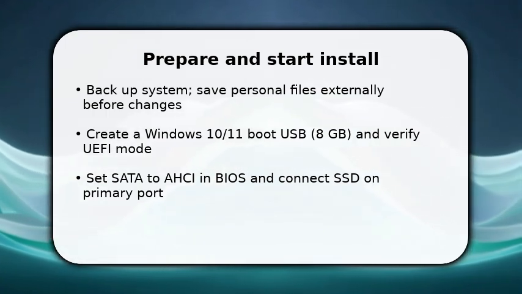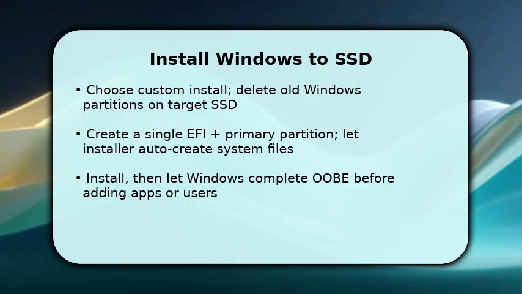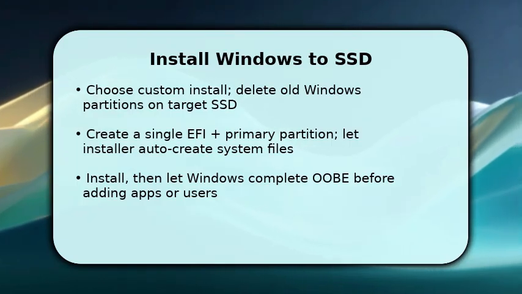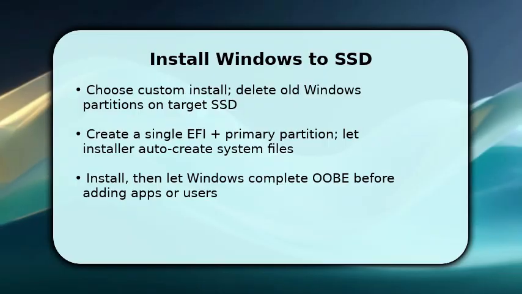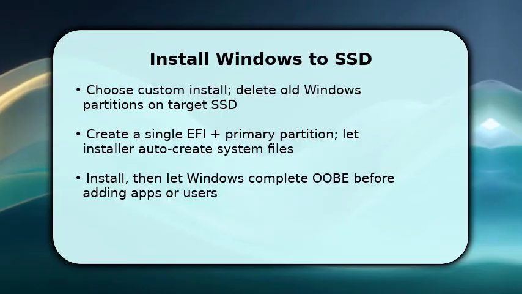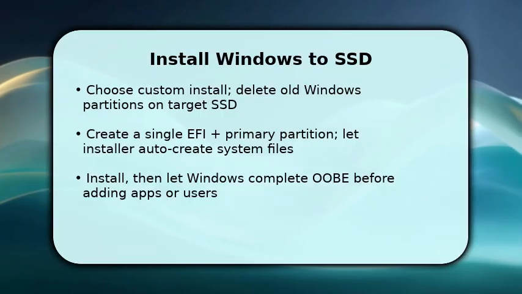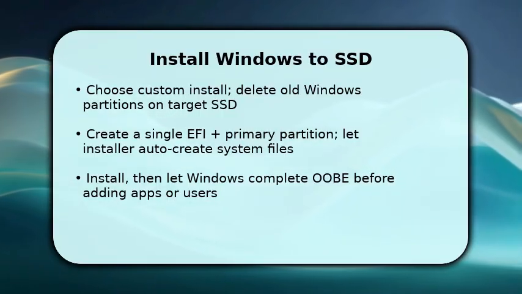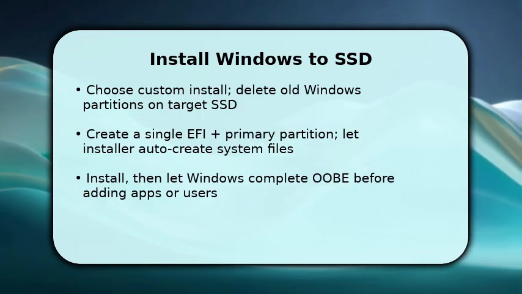Delete any partitions on that SSD to avoid leftover data. Create one primary partition and let the installer create the EFI and MSR system partitions automatically for UEFI boot. Install Windows to the newly prepared partition and allow the system to run through OOBE until the Windows Desktop appears.